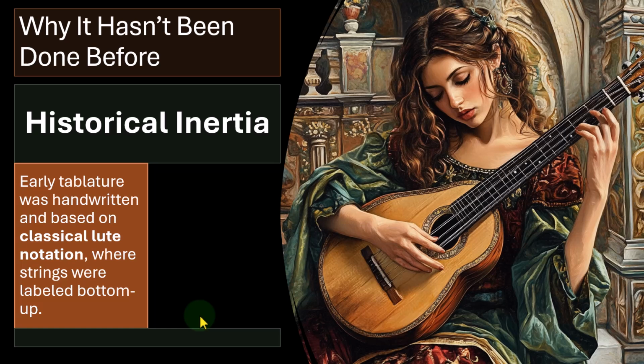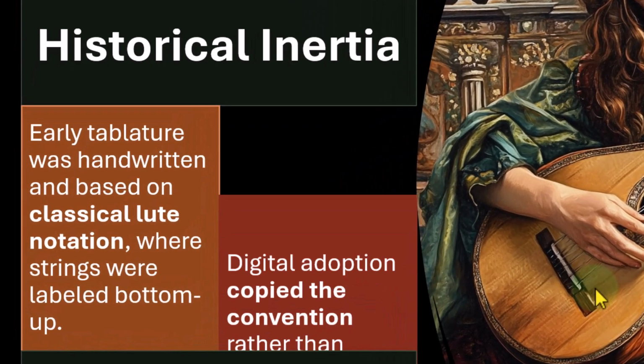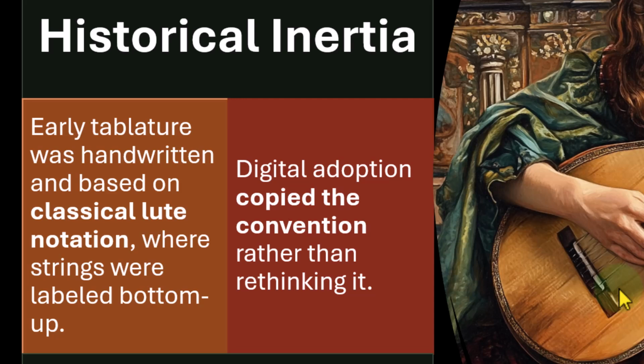But here there is something that could be a legitimate argument, that being that the texts that have been written down, all the tablature up till now, is done the way it's done. So that's the argument we need to address if we want to change it. So early tablature was handwritten and based on classical lute, which is kind of like the precursor to the guitar, where strings were labeled bottom up. So digital adopted, copied the convention rather than rethinking it.